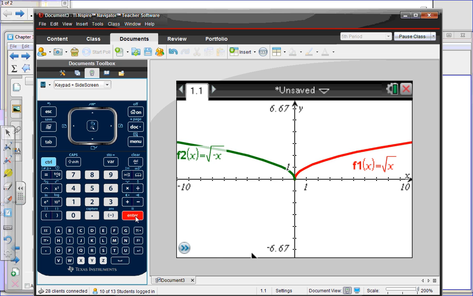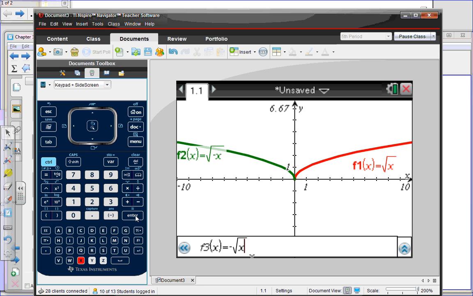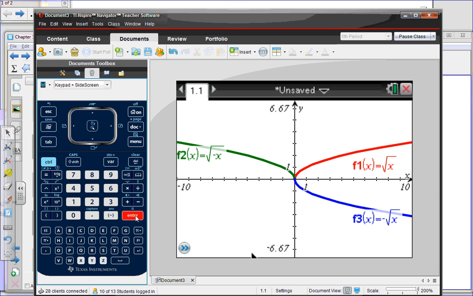Now, hit tab, and I want you to do negative square root times x. What happened to that one? It reflected it over the x. So when in doubt, what do we do?